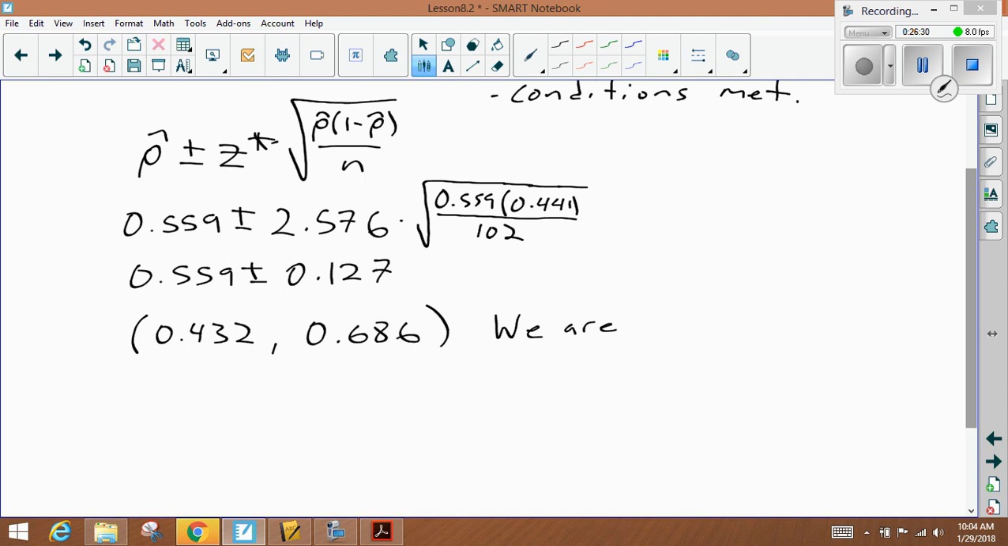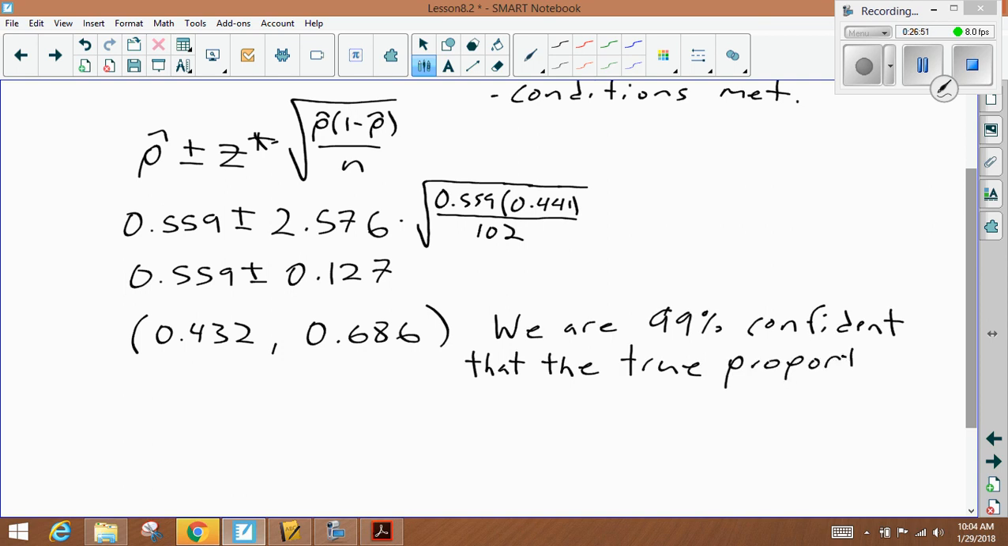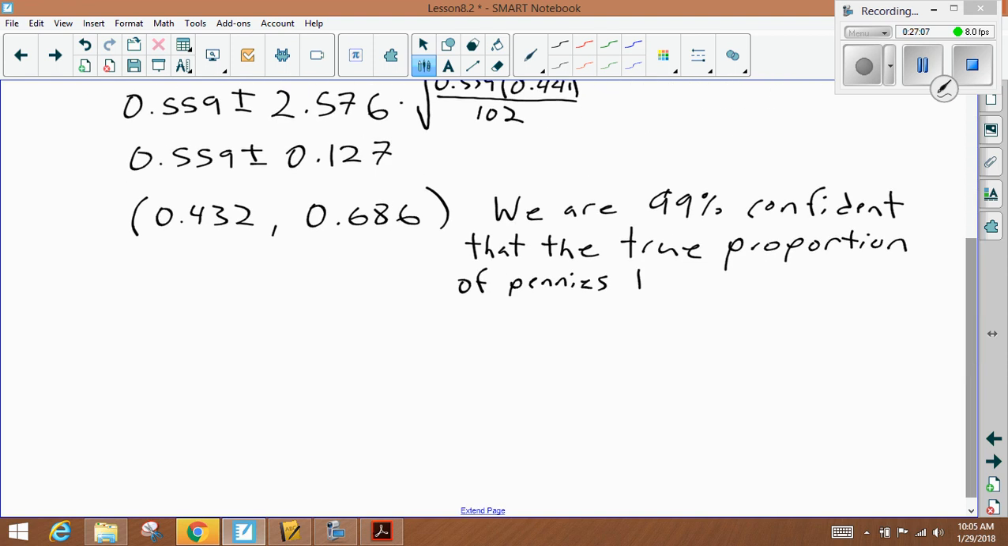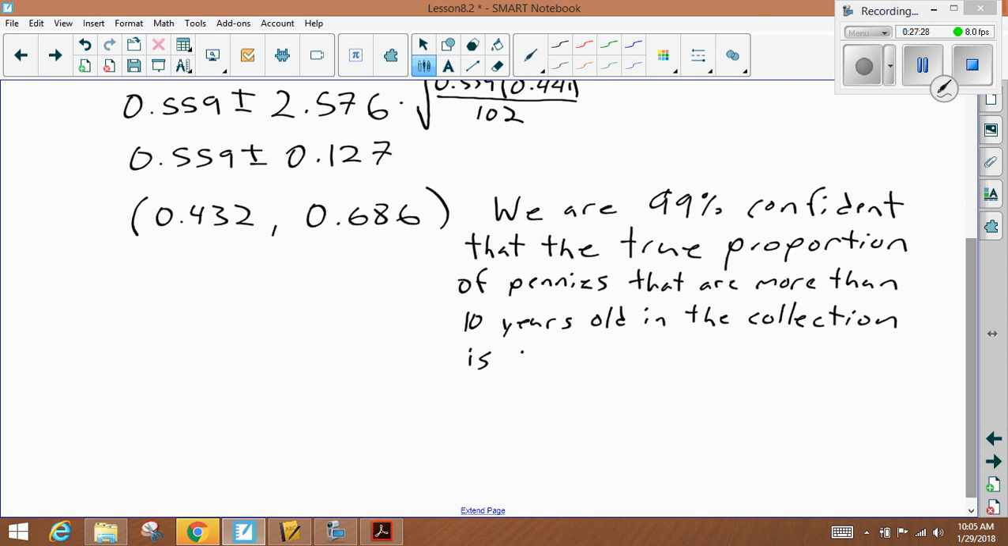We are 99% confident that the true proportion of pennies that are more than 10 years old in the collection is captured by the interval.